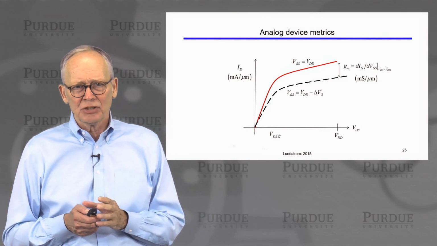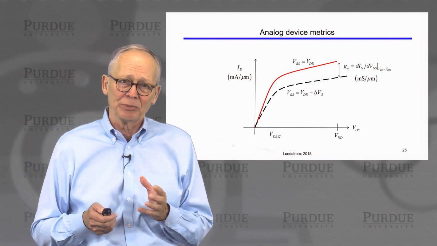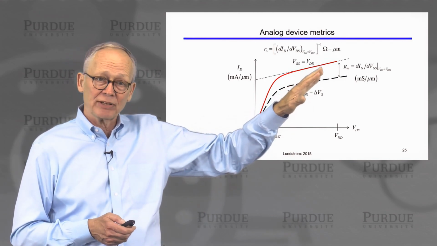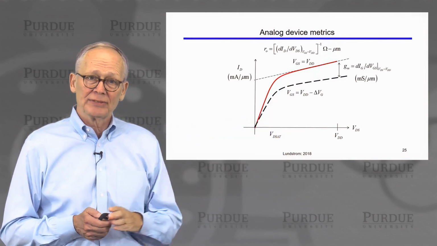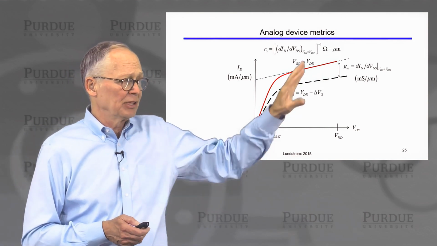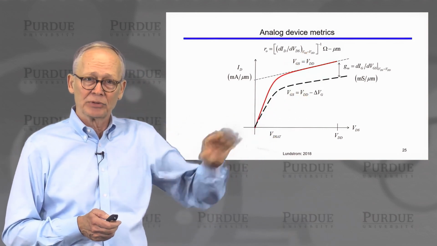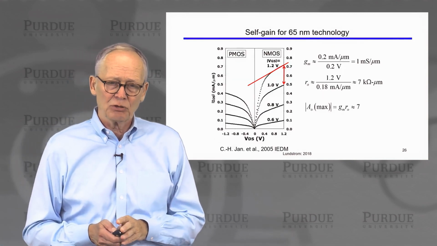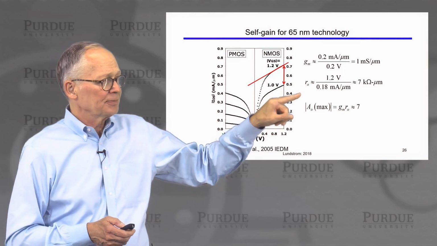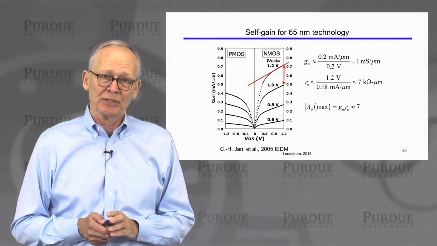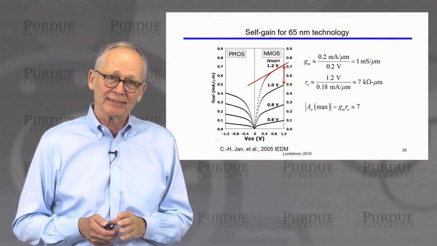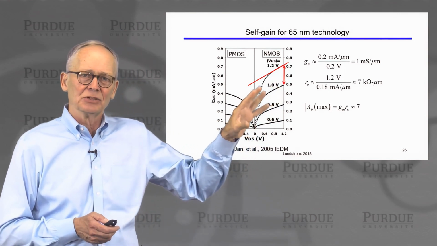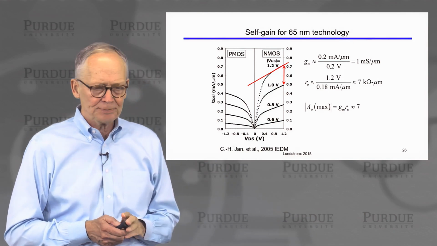Generally, we'll quote it in units of millisiemens per micrometer of width of the MOSFET. We can also take the slope of the output characteristic. One over that slope gives us the output resistance. We generally do that at the highest drain voltage that's applied to the transistor. So we can extract those two critical parameters to see how it works. Here is some 65 nanometer technology. That means the gate length is about 65 nanometers. And we can just read off of this curve and do some quick estimates of what these parameters are.